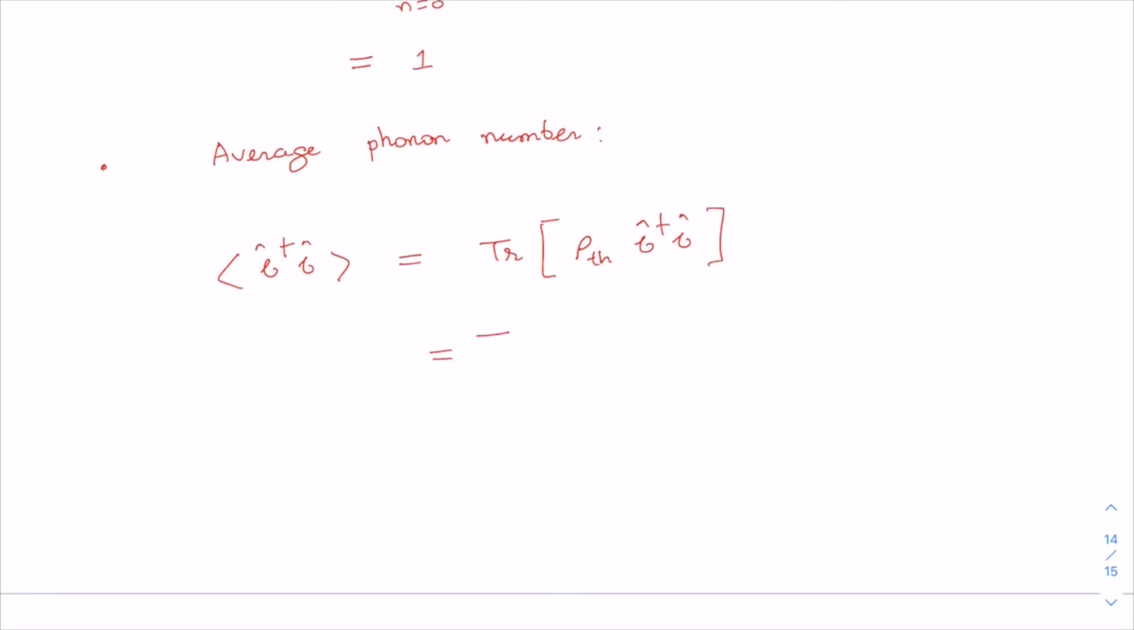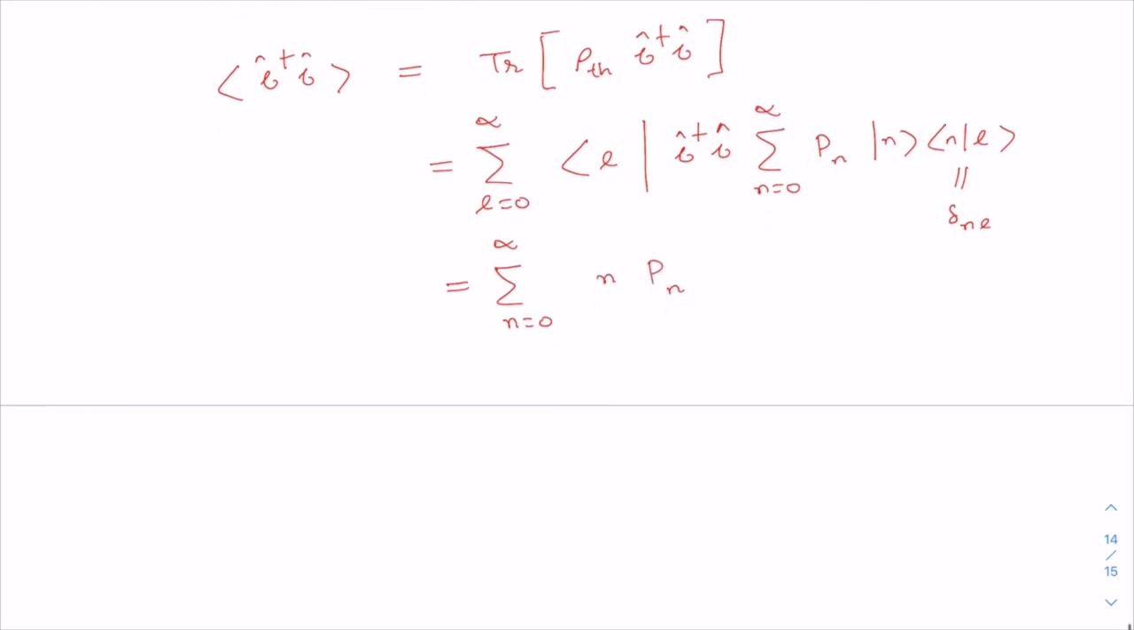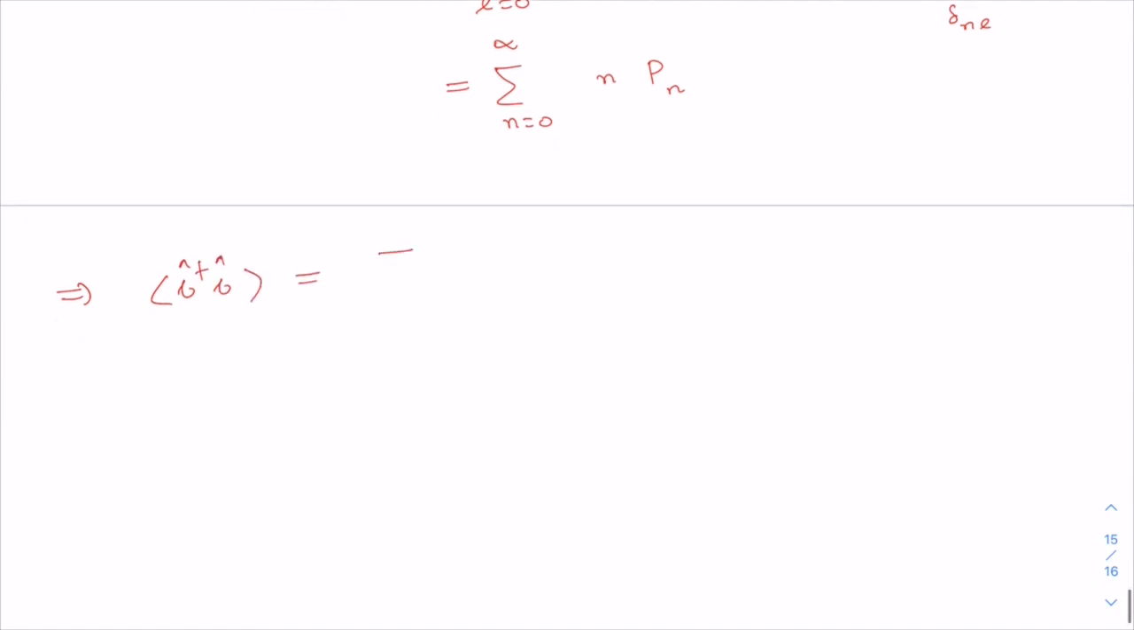So this would be the sum over L equal to 0 to infinity, with a bra L here, then B dagger B, and rho thermal, which is the sum over n equal to 0 to infinity of Pn, ket n, and ket L. Okay, again, this is your Kronecker delta nL. So if I use it, I will immediately get the expression: sum over n equal to 0 to infinity of n Pn. So this is what we have to work out, and Pn we already know.